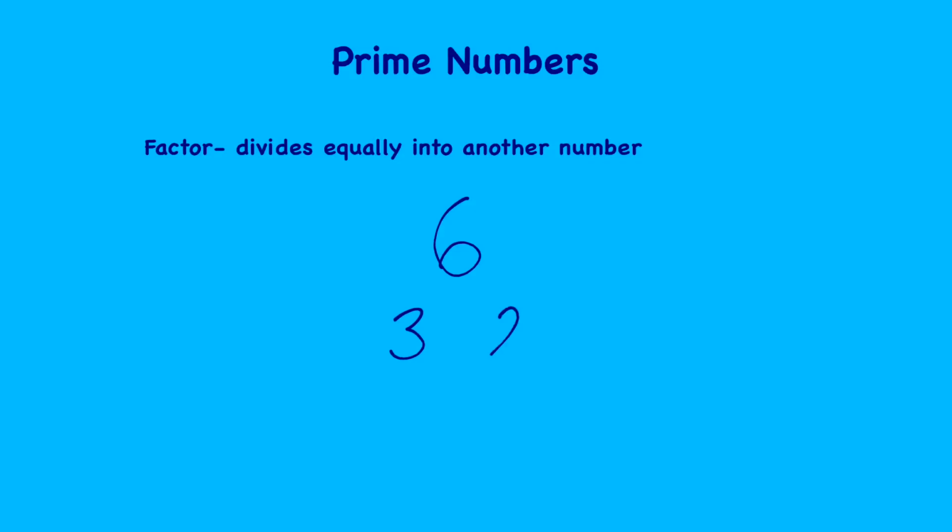Prime numbers. Before watching this video, it will be useful if you've watched the factors video. As we know, a factor is a number which divides equally into another number. So let's take the number 6. We can say that the factors of 6 are 3 and 2 because 3 times 2 is 6. We can also say that another factor of 6 is 6 because 6 divides equally into 6.